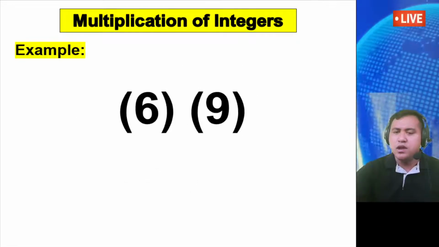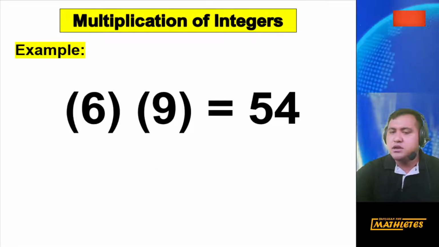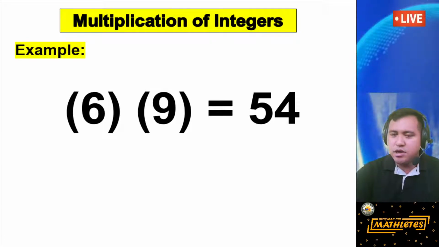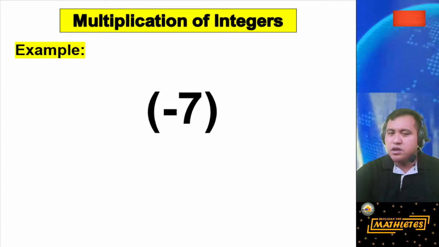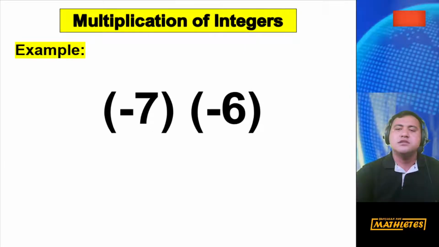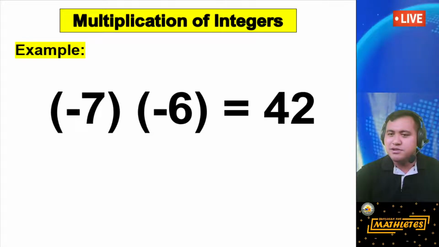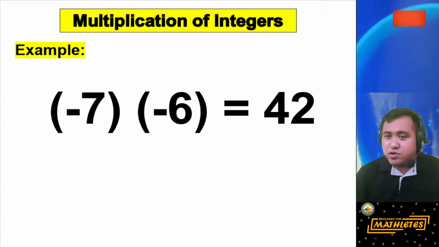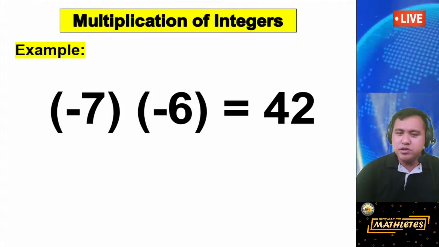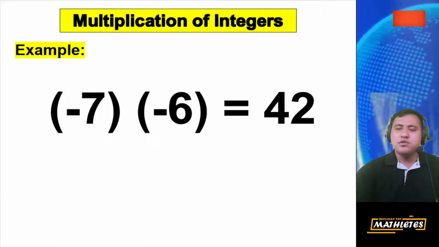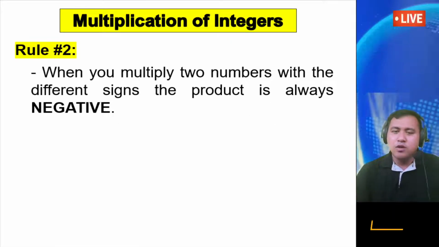Like for example, 6 times 9, that is 54. Di ba? Pareho na, same process. Sa elementary, 6 times 9 is 54. Negative, let's proceed. Negative numbers. Negative 7 times negative 6, that is 42. Ito ha? 42. Kung mag-7 times 6, 42. Negative 7 times negative 6, 42 po. Positive 42. Okay? Rule number 2.